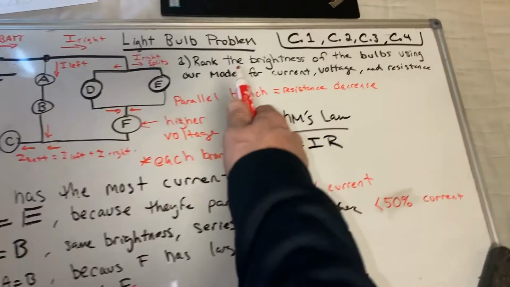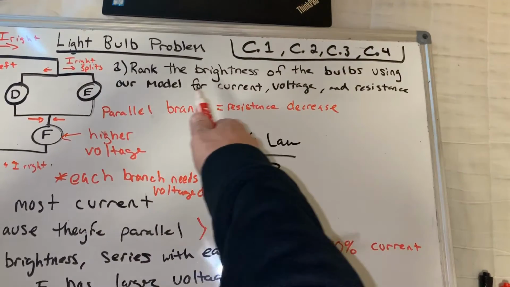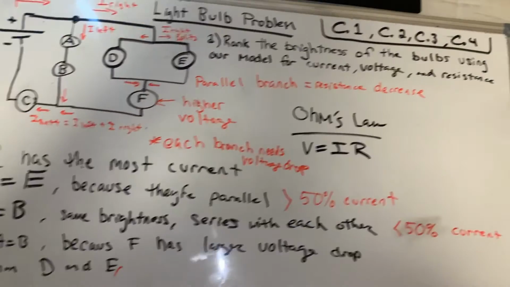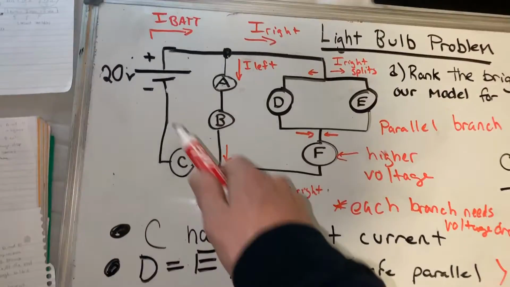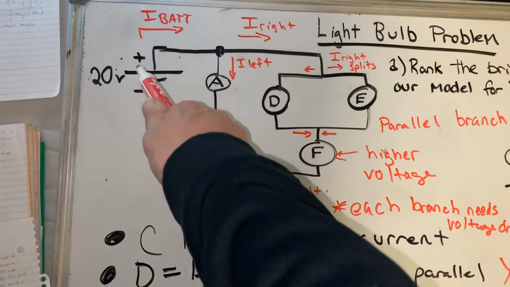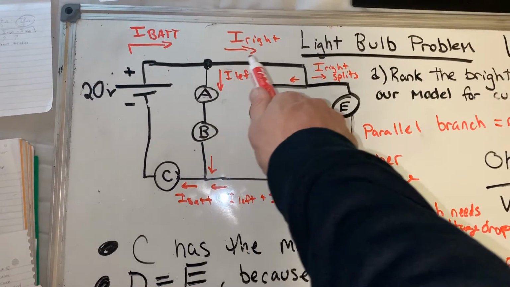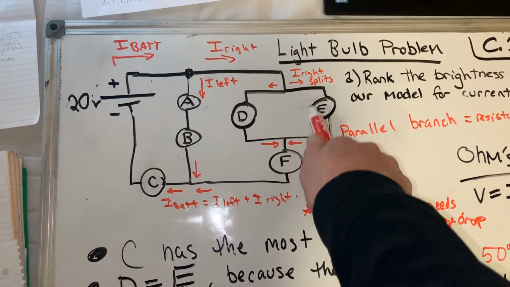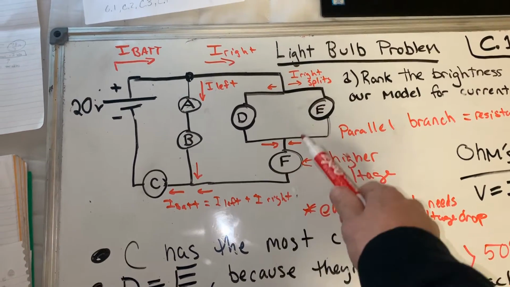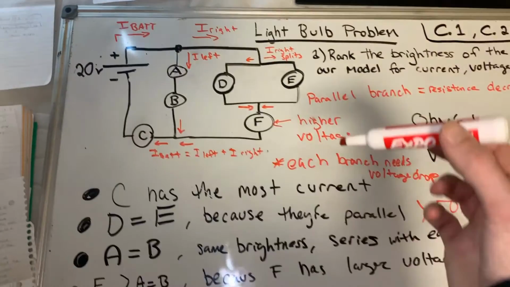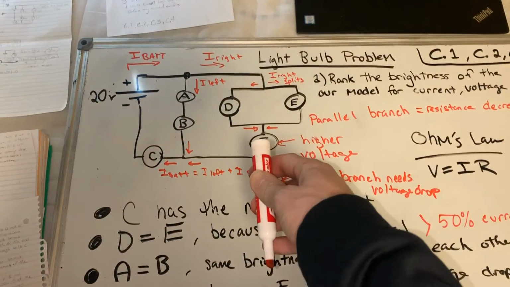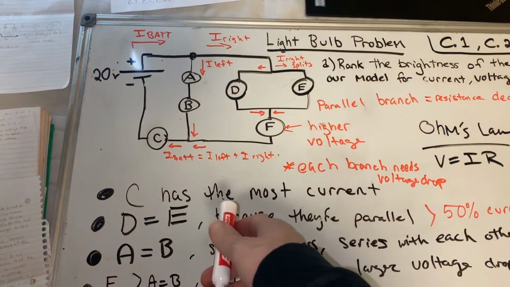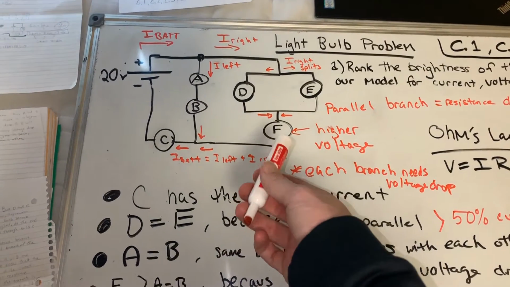So looking at part A here, we're going to rank the brightness of the bulbs using our model for current, voltage, and resistance. I added arrows here showing where the current's going to travel in the circuit. So we have the current coming from the battery, splitting down the right branch, the left branch, the current splitting at this small parallel section, then coming back through C and back to the battery. Just by looking at this, we should see that C is going to be the brightest.